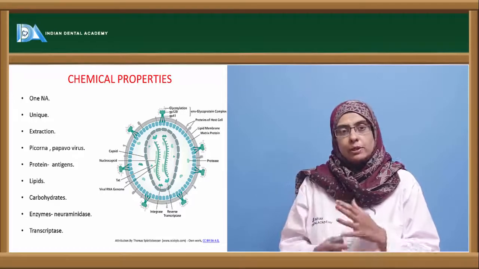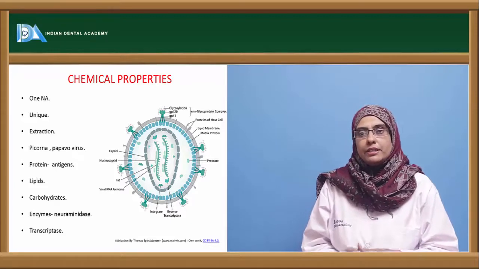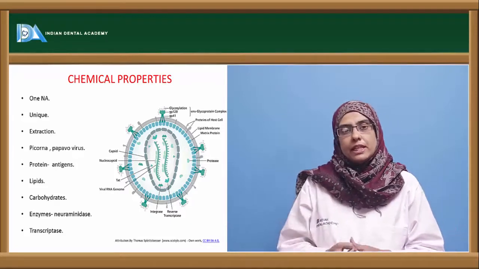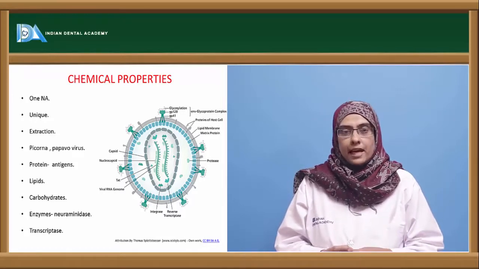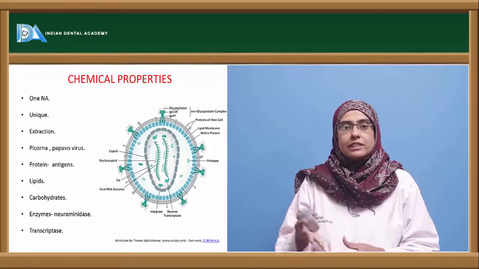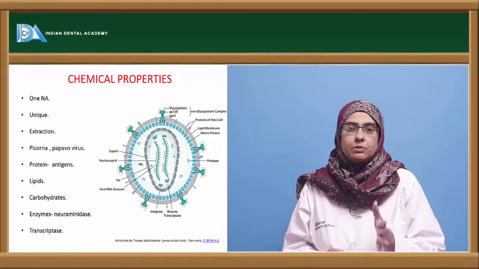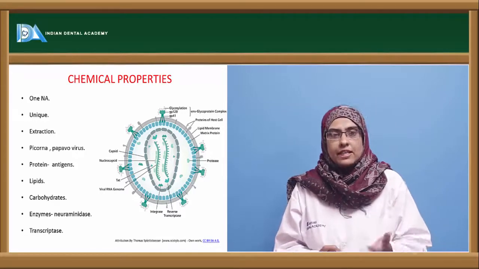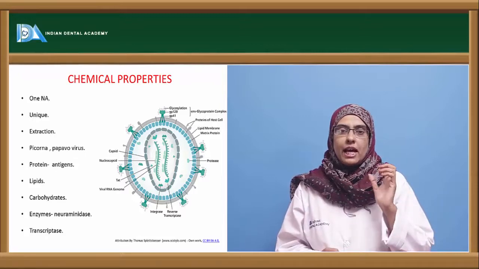So this organism, in order to get released from the host cell, has to produce an enzyme called neuraminidase. So enzymes can also be seen in certain viruses such as the influenza virus. And the next important group of enzymes seen in certain viruses is the transcriptase, that is RNA reverse transcriptase. It is mostly seen in the HIV virus, where the viral genome is usually RNA.